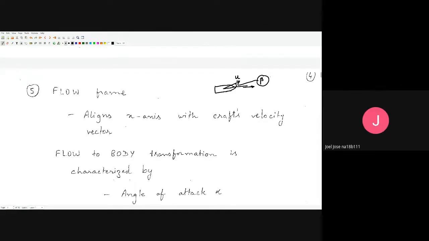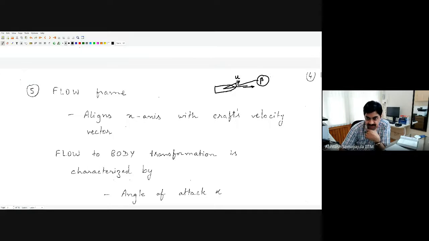Yes, sir. Okay, so x is along that u, z is downward, and then y should be towards this side. So this will be x flow, this will be y flow, and then z flow will be pointing downward. That's how it will look.